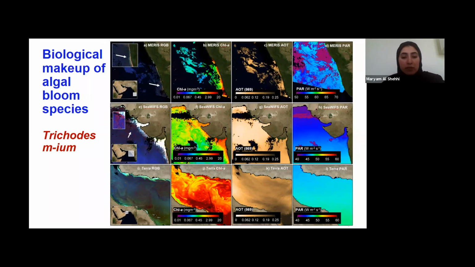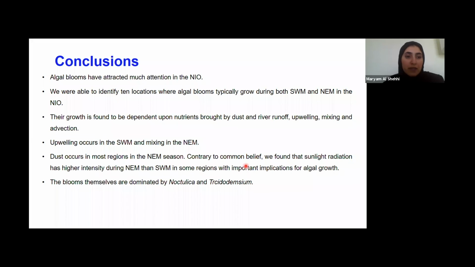Yeah, so in conclusion, I would say that algal blooms have attracted much attention in the North Indian Ocean, and we are able to identify the locations of the algal blooms and the hotspots. We found there are a total of 10 hotspots in the southwest monsoon and the northeast monsoon. The growth of these species actually depends on the nutrients which are brought by the dust storms and river runoff, and also by the dynamics of the water, like upwelling, mixing, and advection. Upwelling occurs in the southwest monsoon and mixing occurs in the northeast monsoon.